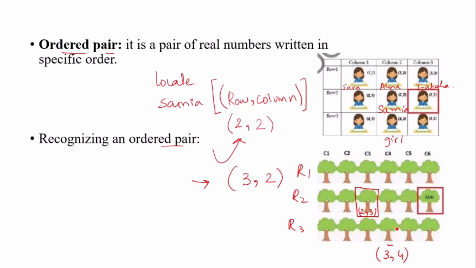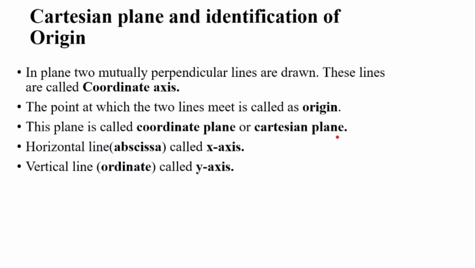Let's just consider another example, like we want to see this tree. This tree is in row 1 and the column is 5. So in this way we can recognize any tree in this example. I hope this is clear to you. Now, what is the Cartesian plane and identification of origin?